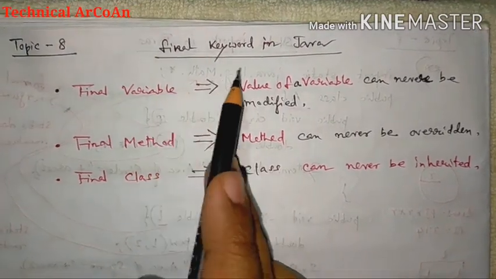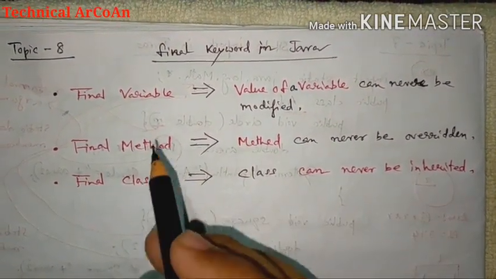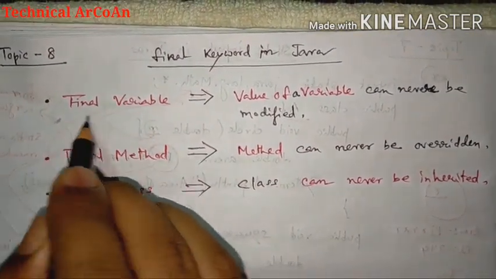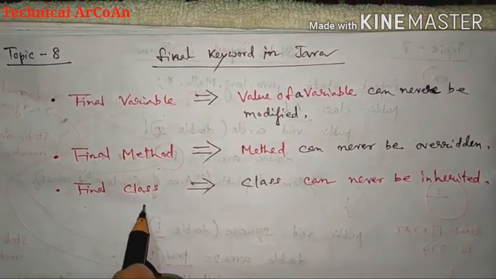Today's topic is the final keyword in Java. The final keyword can be used in three separate areas: one is the final variable, one is the final method, and another is the final class.